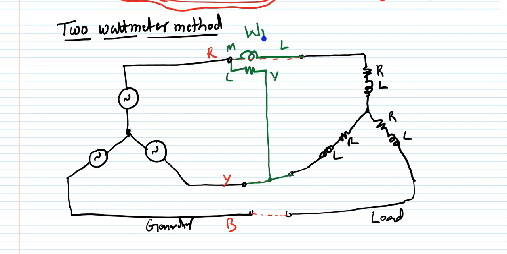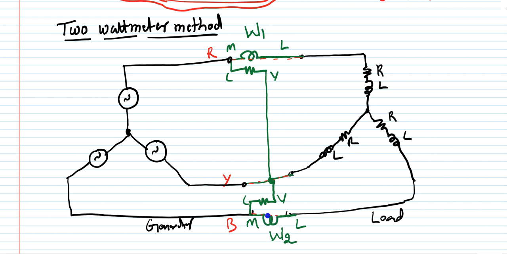Similarly, I am connecting another wattmeter to this line. This is the line where my other wattmeter is connected. Something like this comes in and it has been shorted with this point. This is again M, L, C and V. This is the second wattmeter, W2, that has been connected. So I now have wattmeter 1 and wattmeter 2.